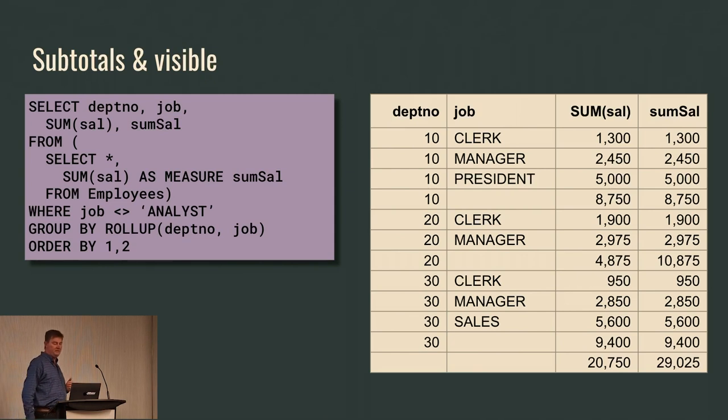these numbers are different, right? Any idea why this is? Because that's how much the analysts make. Yeah. So when we ask for the sum of salary, we happen to be displaying all employees who are not analysts, but the total is the total for the department.